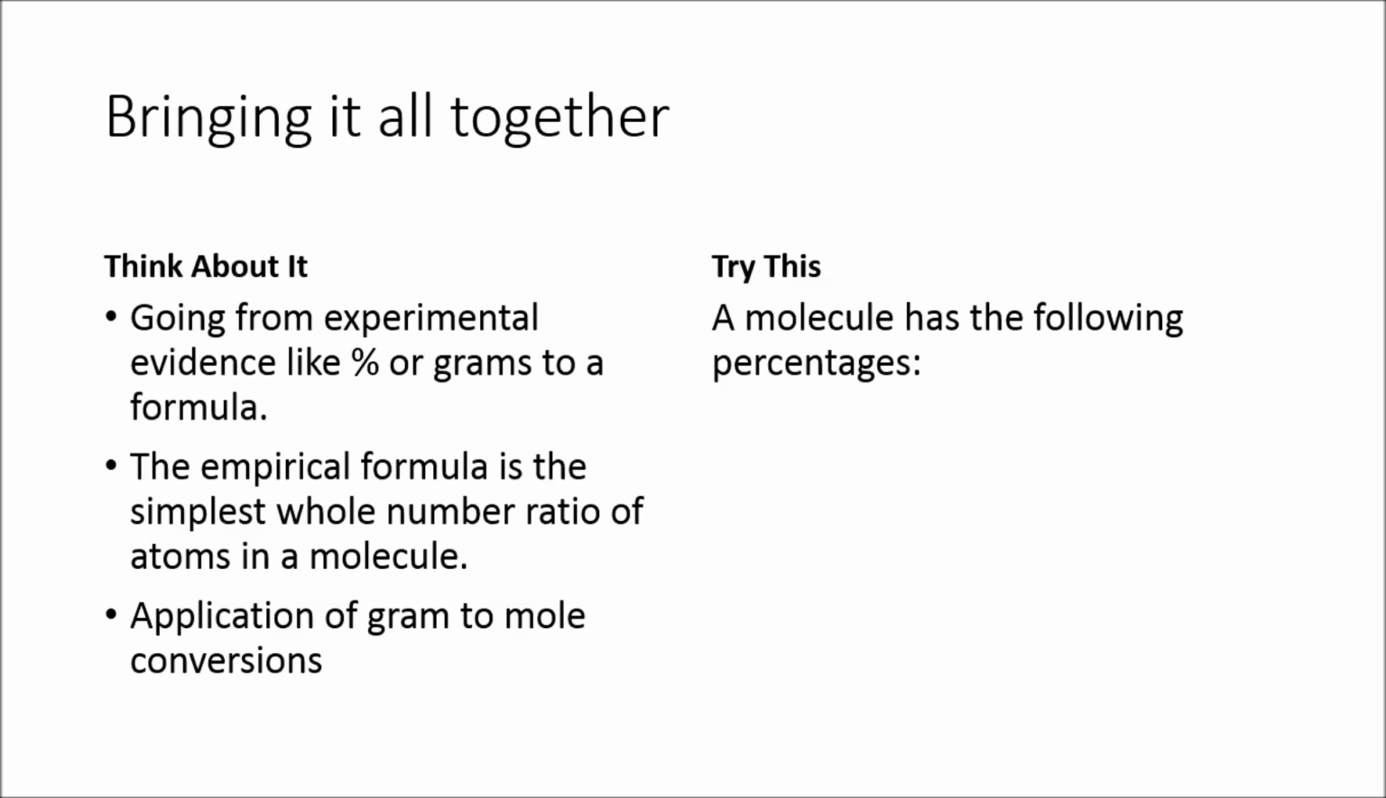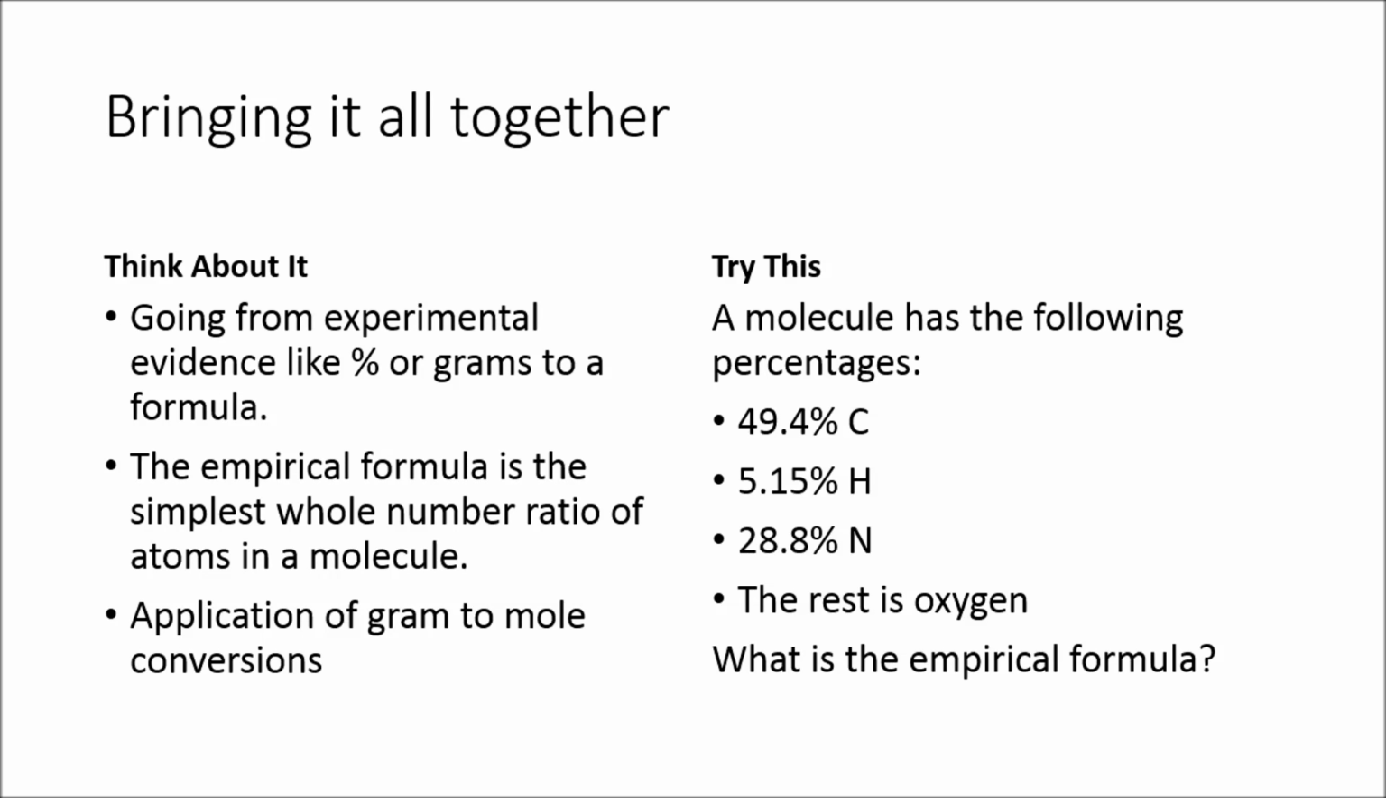Now let's try this. A molecule has the following percentages: 49.4% carbon, 5.15% hydrogen, 28.8% nitrogen, and the rest is oxygen. You'll have to calculate how much oxygen there is. What is the empirical formula? If you do it right, C4H5N2O.